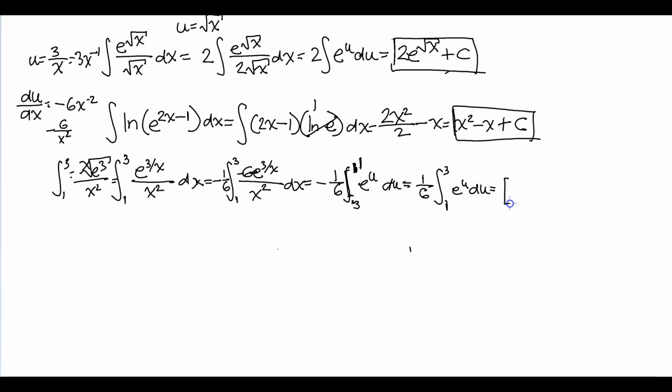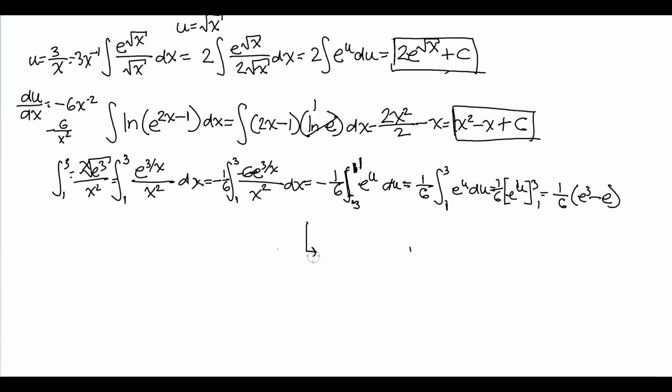Okay, so we have 1 over 6 times e to the u from 3 to 1. So that's 1 over 6 times e cubed minus e.